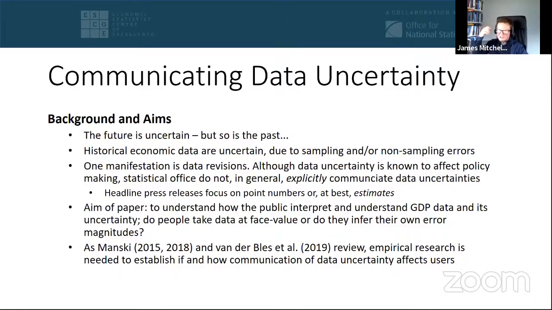Or do people subjectively, one way or the other, infer their own error magnitudes around the point numbers presented to them? And as I say, frankly, we don't know how the public understand these point data when presented to them, hence the motivation for this research project, which I should add very much builds on what Johnny was talking about, and indeed benefited from the advice and input of Johnny himself.